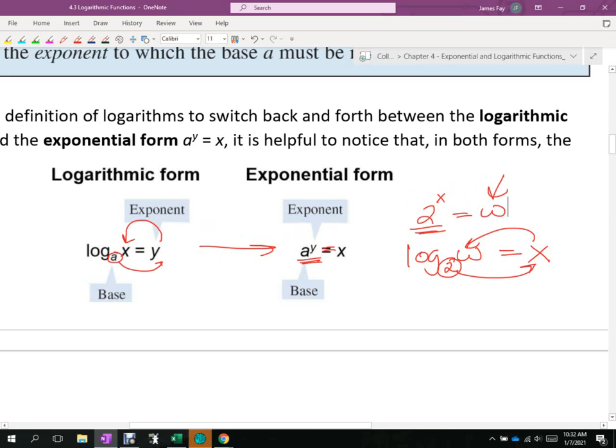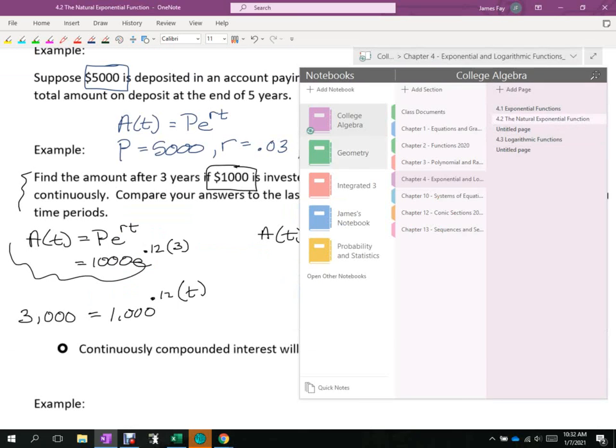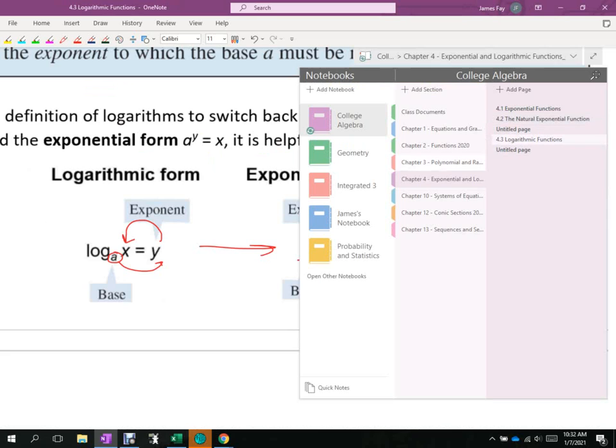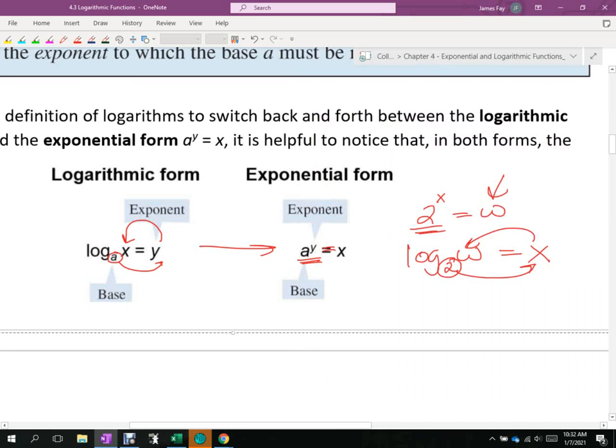There are going to be times where, like I said earlier, if I want to solve this equation here for t, right now this is in exponential form. So in order to solve for t, I need to change this into logarithmic form. Does that make sense? And there might be an equation that is in logarithmic form. In order to solve for the variable in logarithmic form, I need to change it to an exponent. So we need to be able to flop back and forth between those two things.